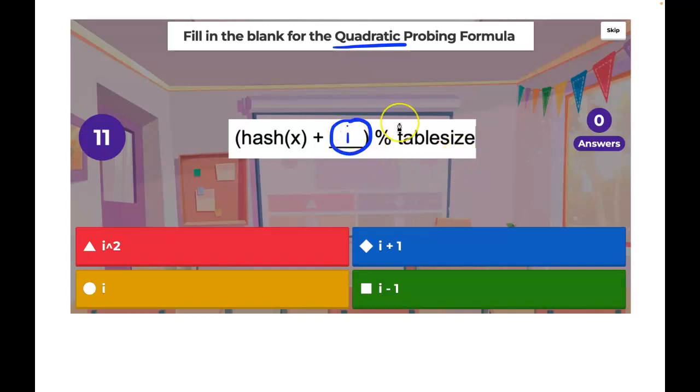And we should know that with quadratic, i increments every single time until it finds a space, and that's also i squared. So the answer is this.